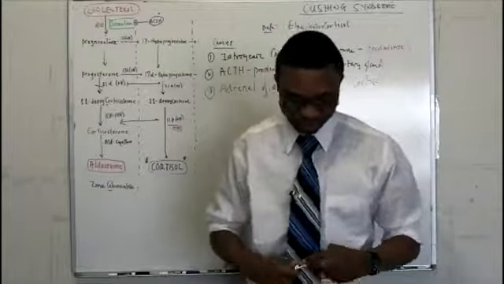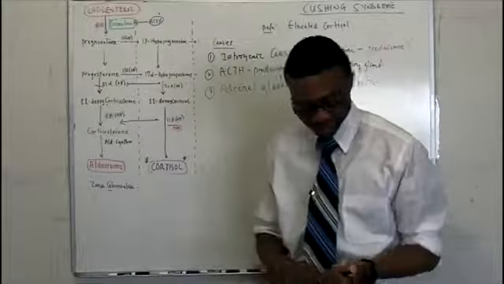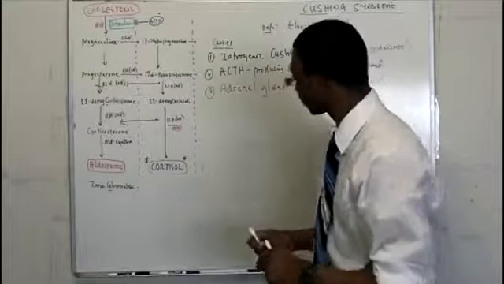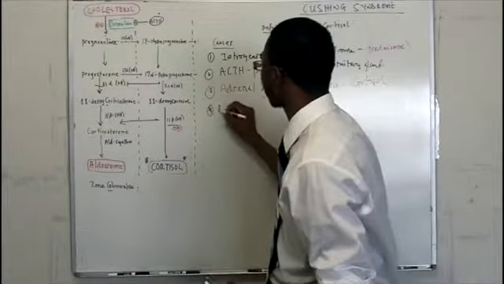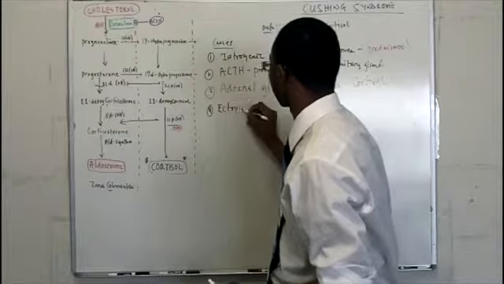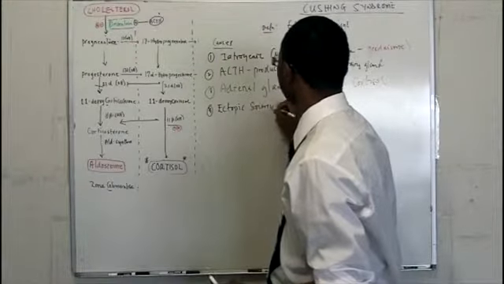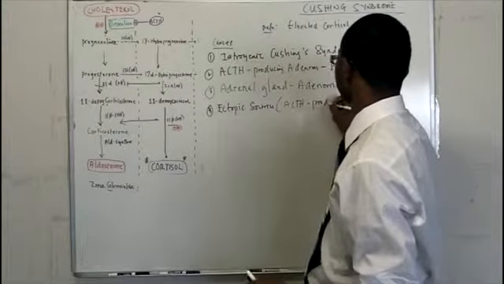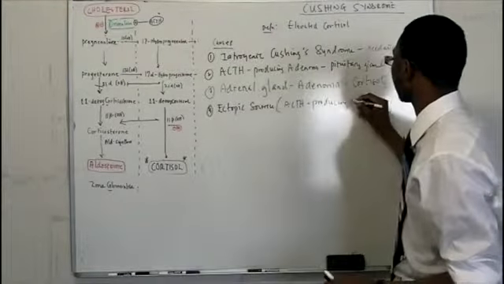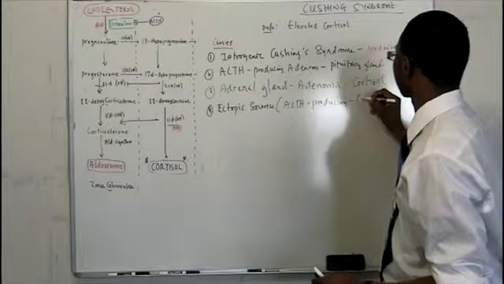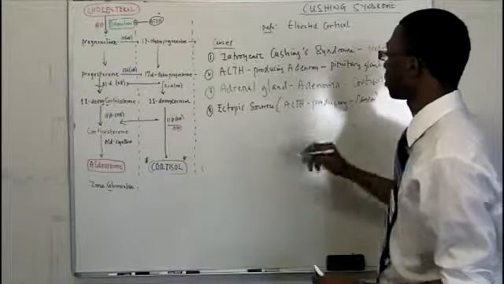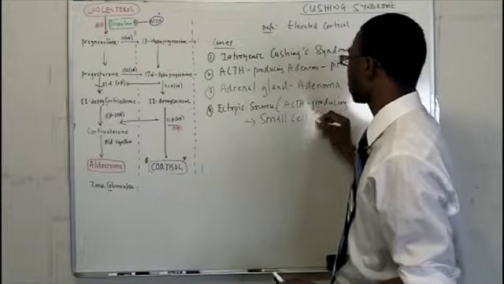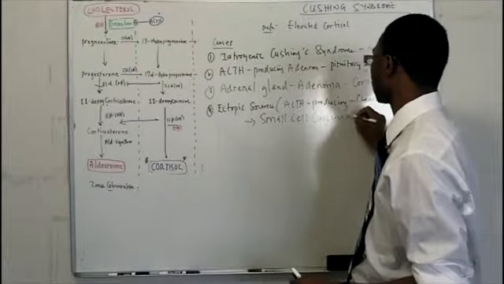Now, the last but not the least way you can be cranking up cortisol is from an ectopic source. And it's usually an ACTH producing cancer. A perfect example we have is small cell carcinoma of the lung.